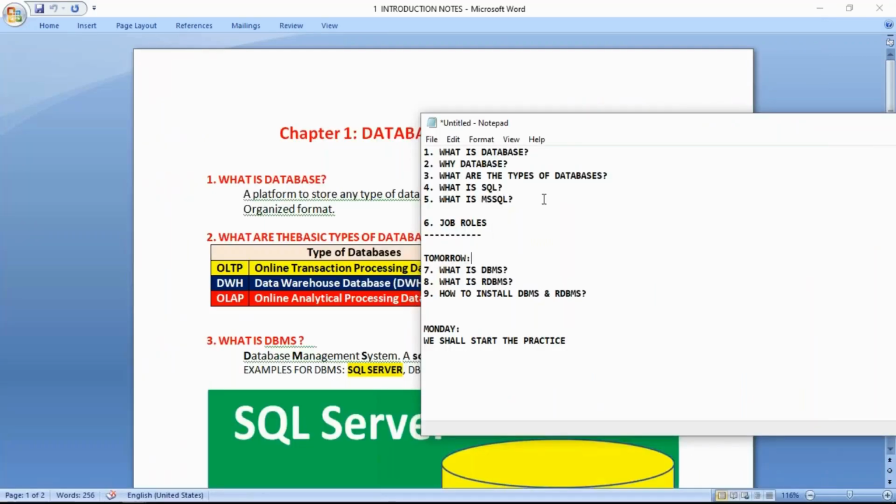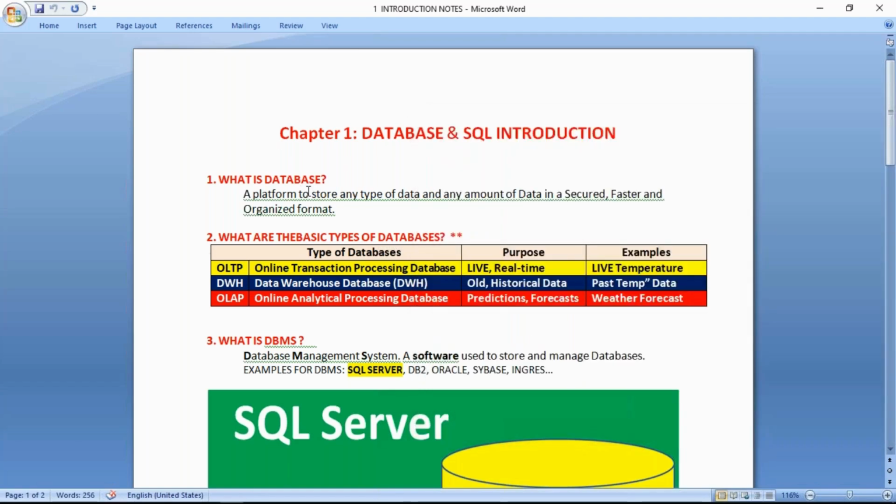Let's get started slowly. What is database first? I'll provide you the complete notes. Let's stay tuned. What is database? A platform to store any type of data, any amount of data, in a fully secured, faster, and more organized format.